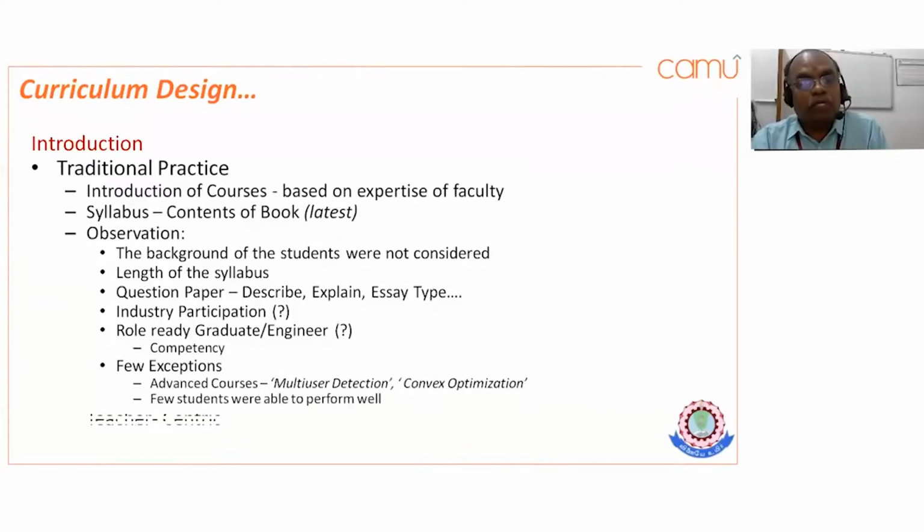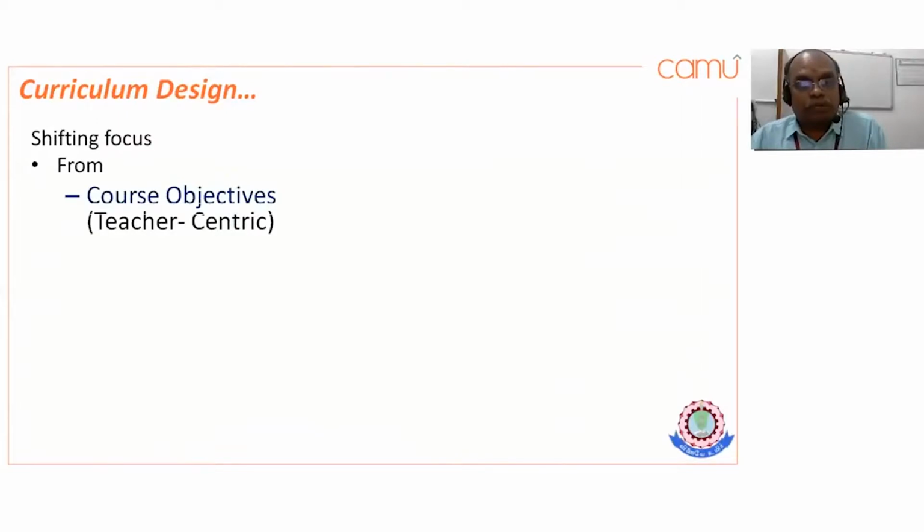But if you look at the overall traditional practice here, it is teacher-centric. We decide what we want to cover. We decide how to deliver it to the student. We decide how to assess it. This is the current practice now. So the shift is from course objectives, that is teacher-centric, to course outcomes, that is learner-centric.